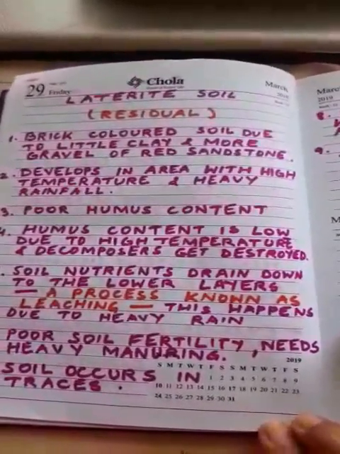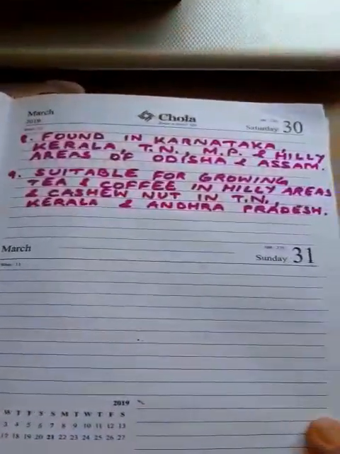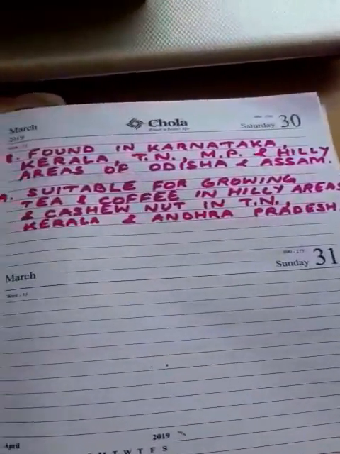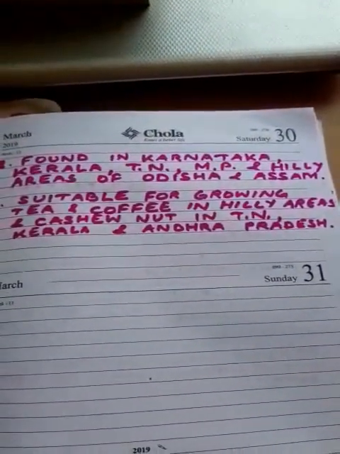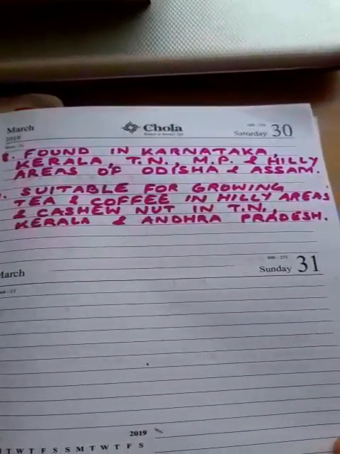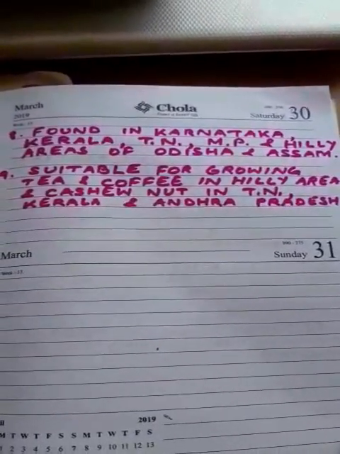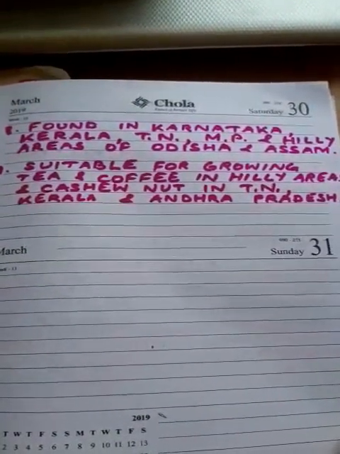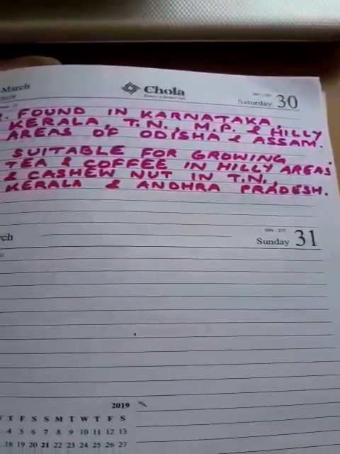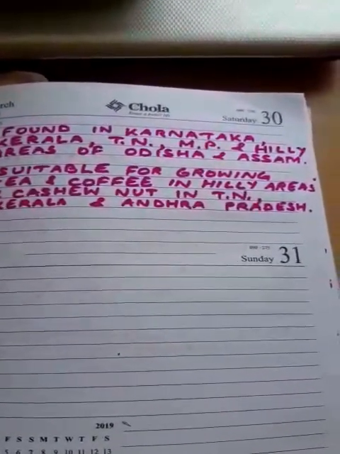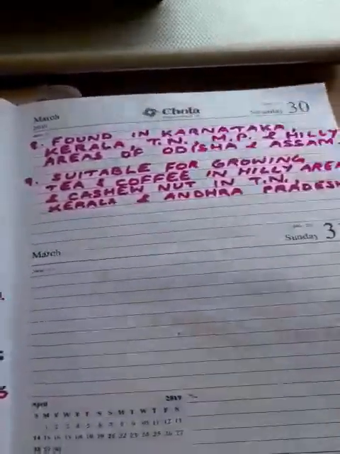Then we have the 8th point, found in Karnataka, Kerala, Tamil Nadu, Madhya Pradesh, hilly areas of Orissa and Assam. And then the 9th point, suitable for growing tea and coffee in hilly areas and cashew nut in Tamil Nadu, Kerala and Andhra Pradesh. Next, we will do the difference between the red soil and the laterite soil.